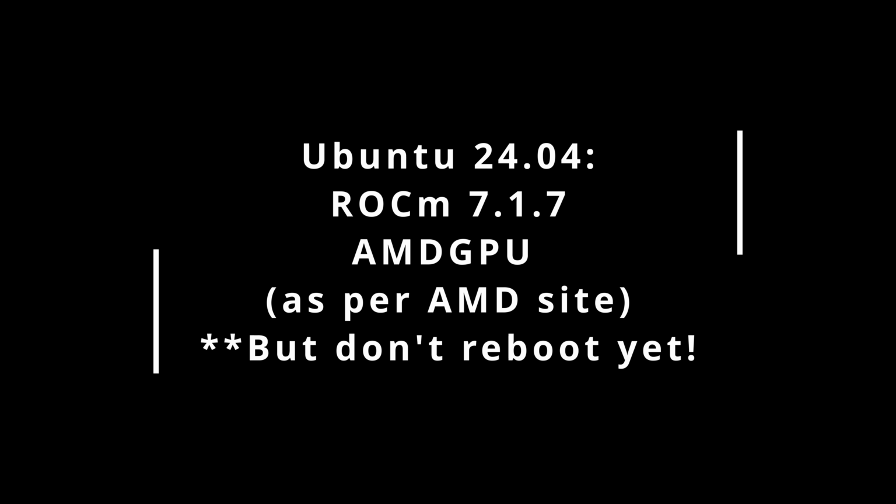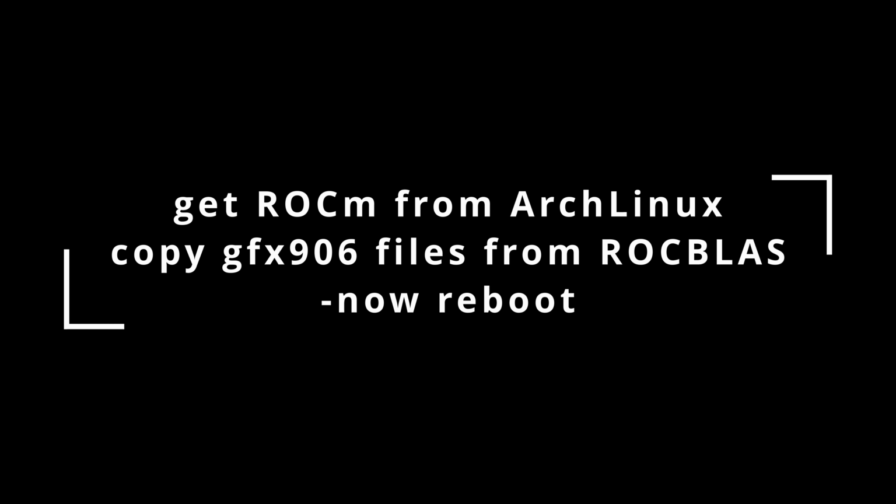So the setup is just the same as we did in the last video. The link is down in the description to my site. That'll just walk you through it. It's Ubuntu 24.04 and we're installing ROCm 7.17 and AMDGPU from AMD's Quick Start Setup. Just don't reboot yet. Because we have to go to the Arch Linux site and download the ROCm rocBLAS file from there and then copy paste the gfx906 tensor files into our local ROCm directory.